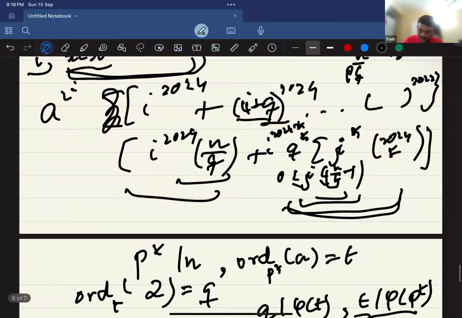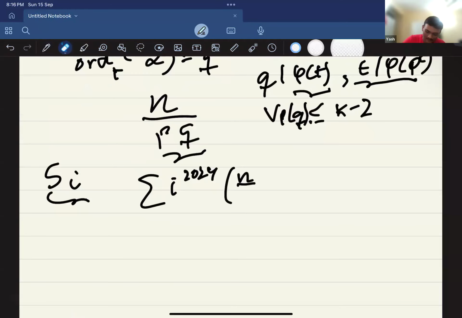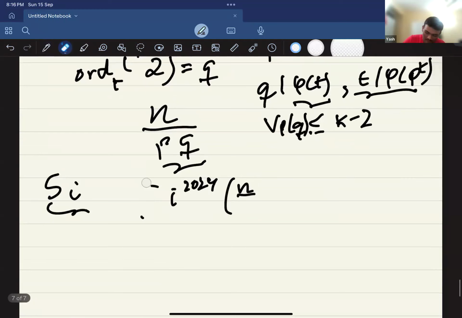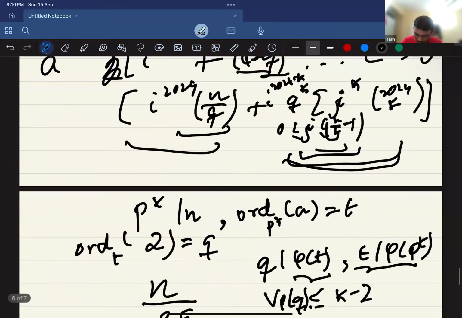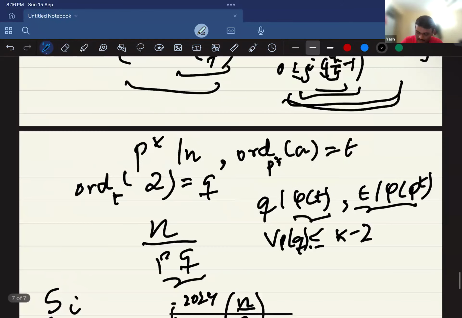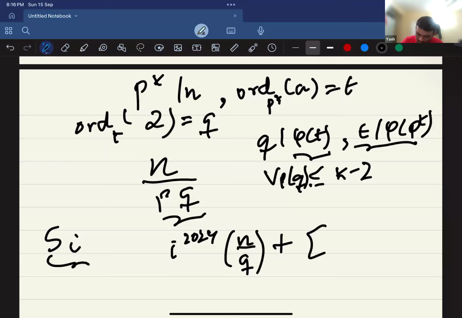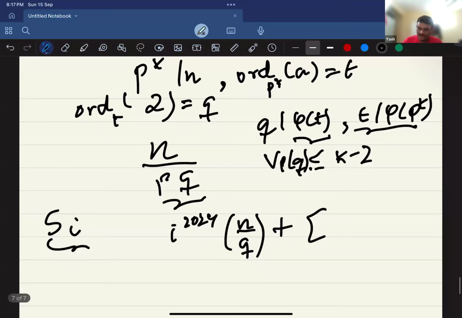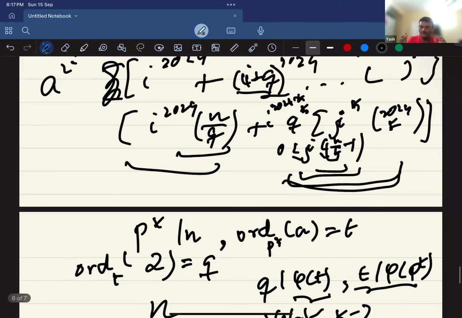Wait, I don't have to do the same condition here. It's like i to the 2024 times n by q, and then plus... Now I'm fixing k. So I'm fixing k, basically the expansion of the binomial theorem from k equals 0 to 2024.